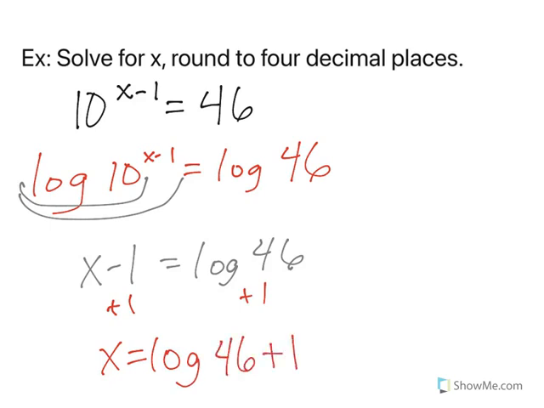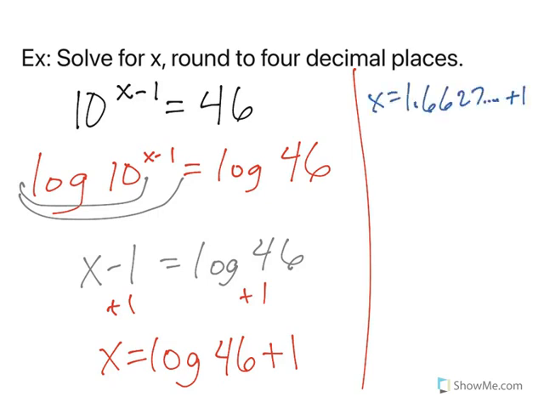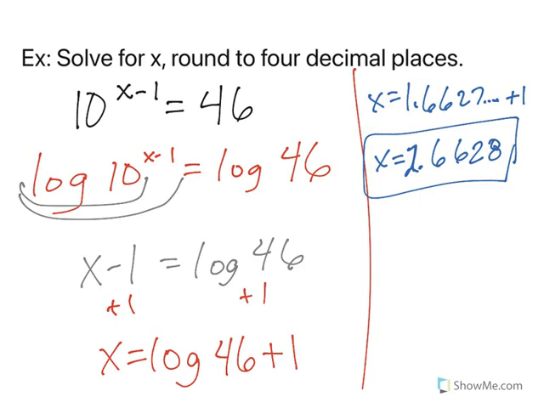So I don't have to use the change of base. I can simply type in log 46, and that's going to give me 1.6627, and so on, plus 1. So rounded to 4 decimal places, I get 2.6628. And that is solving exponentials with logarithms.